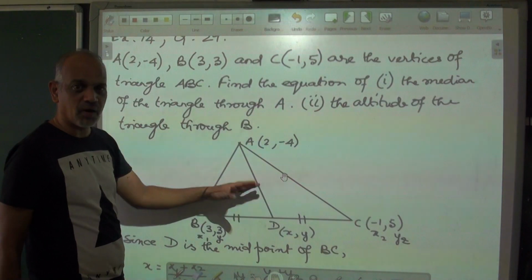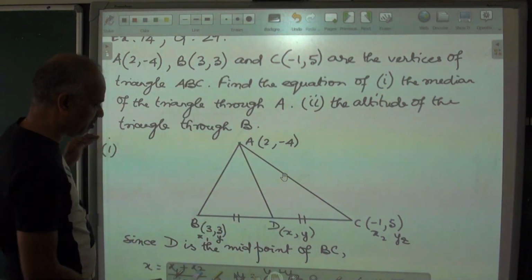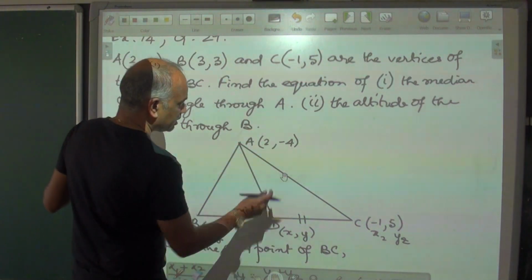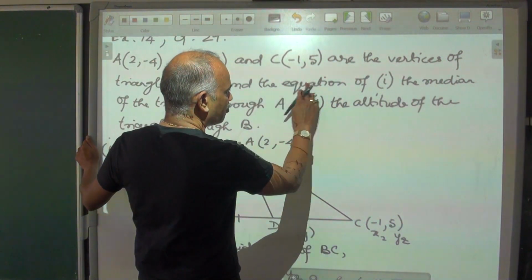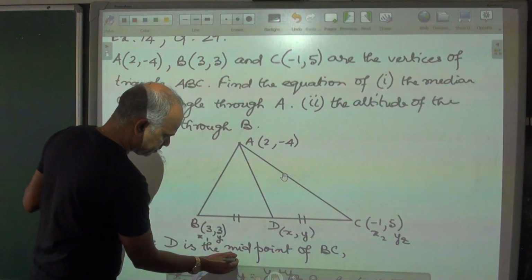What I have done is I have drawn this triangle again so that we don't have to come up and down every time. So the question is, you have to find the equation of the altitude of the triangle through B.